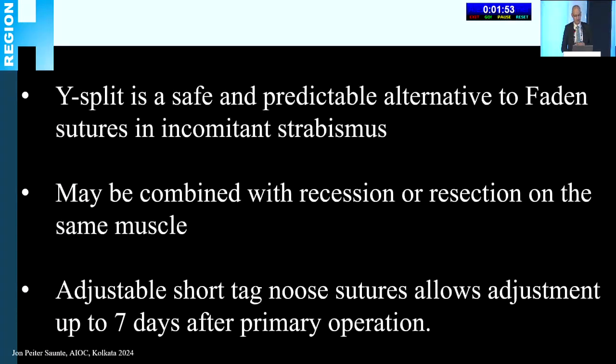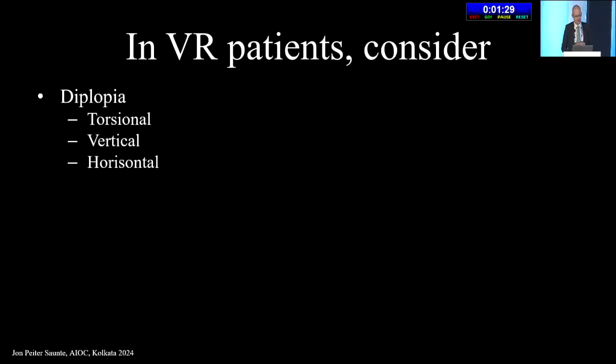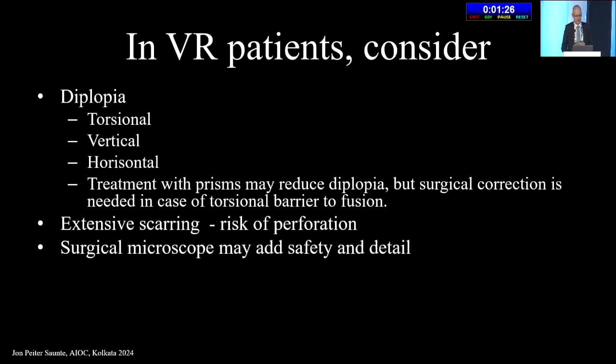So Y-split is a safe and predictable alternative to Faden sutures in incomitant strabismus, and especially in cases where you want to not harm the sound eye, the good eye. We can do this in the good eye in retinal detachment patients. So in patients who had retinal detachment surgery done before, diplopia in primary and side gaze and up and down, they can have all kinds of problems. We can treat this with prisms, but often if there's torsional diplopia, we need to take care of this with surgery.